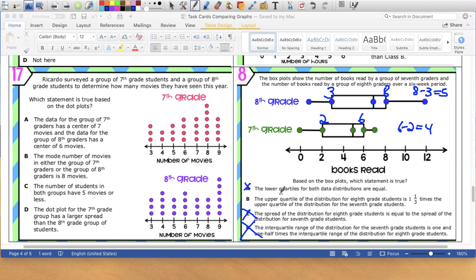So just by default, because this one's wrong, this one's wrong, this one's wrong, our answer is this. But I'm not too sure why they say the upper quartile, which is 8, of the 8th grader is 1 1/3 times the upper quartile of the 7th grade. So I'm not sure, but that's it. Well, this is it.